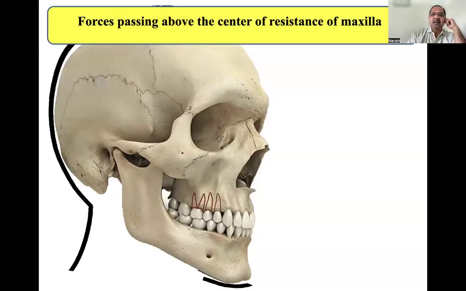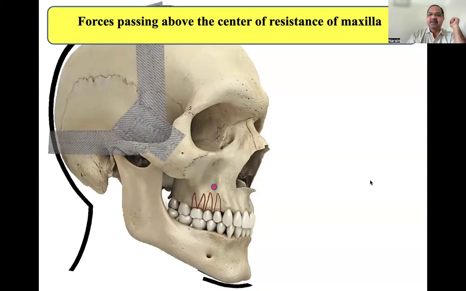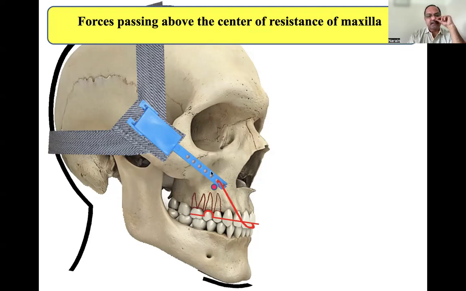Now coming to a high pull headgear. Let us talk about forces passing above the center of resistance of the maxilla. According to Prof, this is the center of resistance of the maxilla, and your force is passing above it. How do you get the force to travel above the center of resistance of the maxilla? It is by bending the outer bow outward and upward.